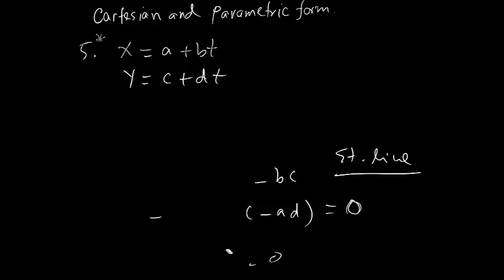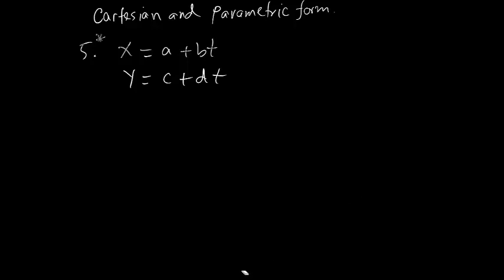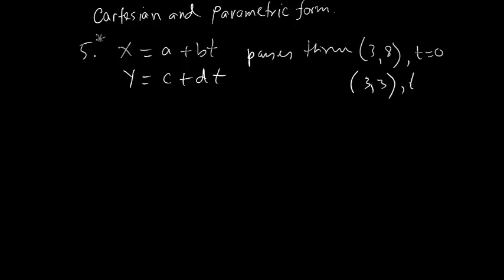This straight line passes through 2 given points. It passes through the point 3, 8 when t is 0, and it passes through 3, 3 when t equals, say, 1. Then we are asked to find the a, b, c, d values. First look at 3, 8. This is the Cartesian form, so x is 3, y is 8, and t is 0. So I'm plugging that in here.